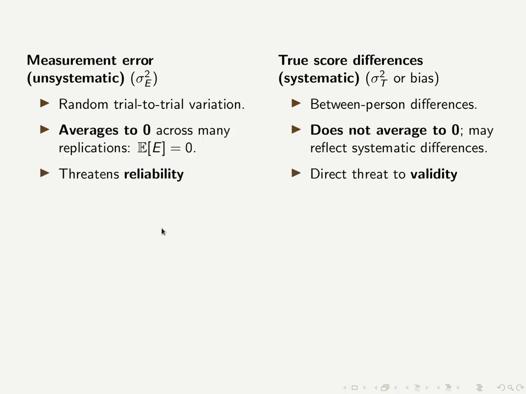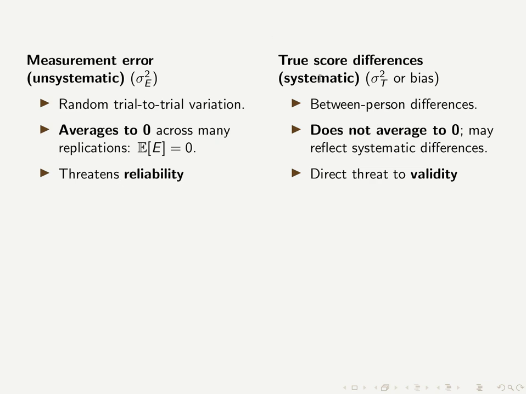Now, measurement error is going to be mostly a threat to reliability. Remember that reliability has to do with the consistency with which we observe similar scores whenever we apply the same measurement instrument to measure the same participant over many occasions or across many raters or people that apply the measurement instrument. So if there's a lot of measurement error, then the reliability is immediately compromised.